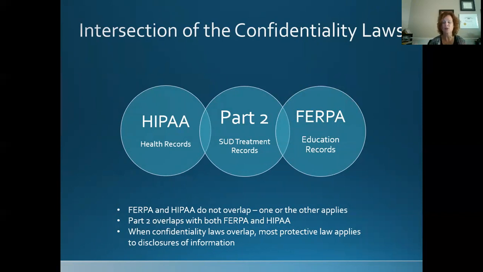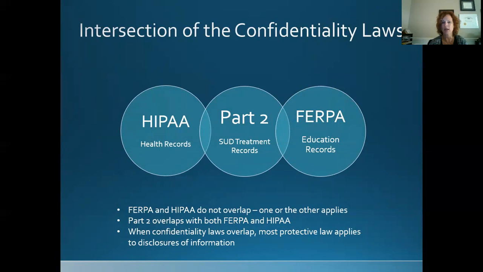And same for Part 2 and FERPA. So for example, if the record is covered by both FERPA and Part 2, we know FERPA allows disclosures to avert a serious risk to health or safety. Part 2 does not. There would need to be an authorization for that purpose, or the disclosure would have to be made in a way that does not disclose Part 2 protected information.